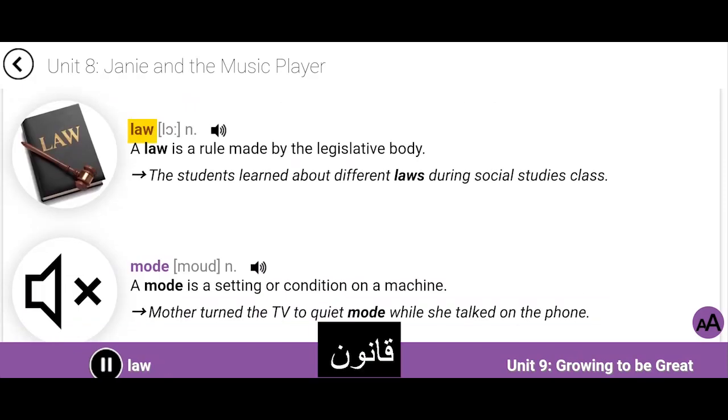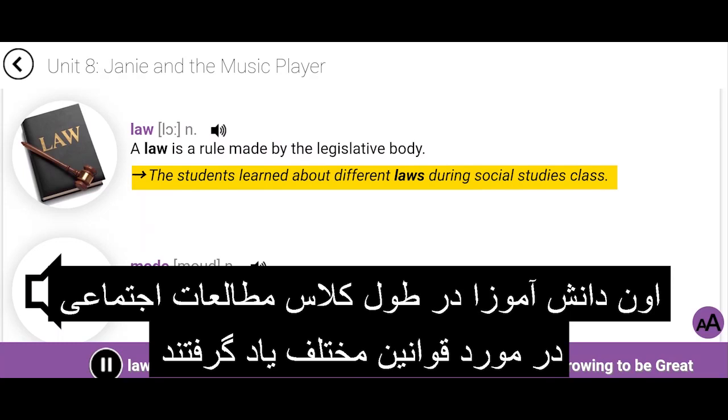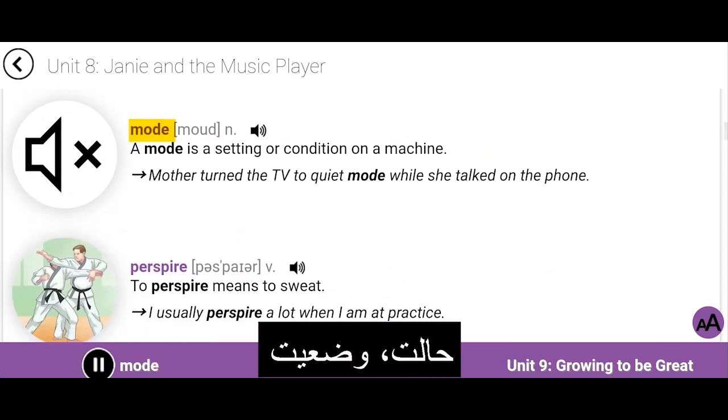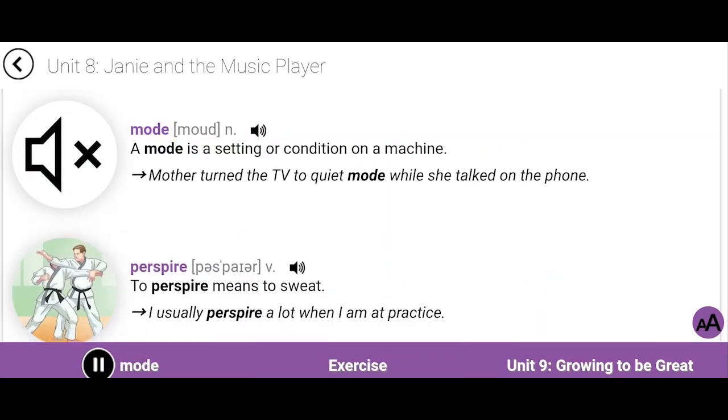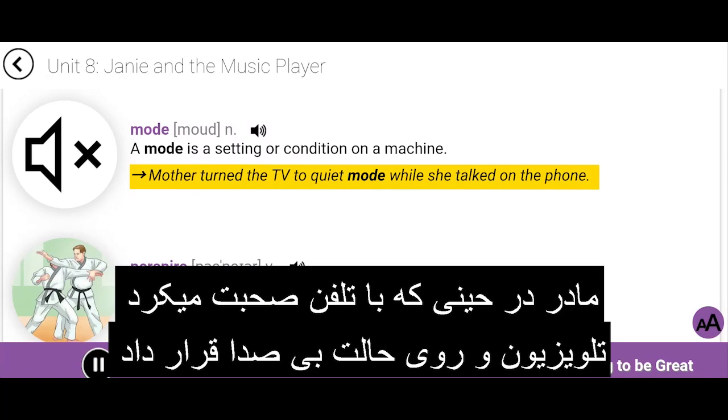Law. A law is a rule made by the legislative body. The students learned about different laws during social studies class. Mode. A mode is a setting or condition on a machine. Mother turned the TV to quiet mode while she talked on the phone.